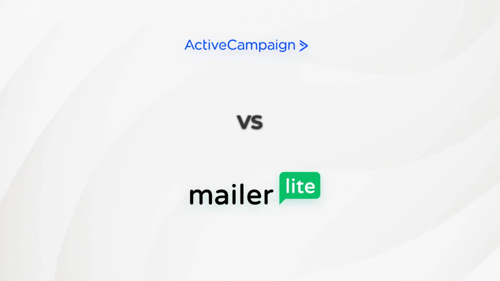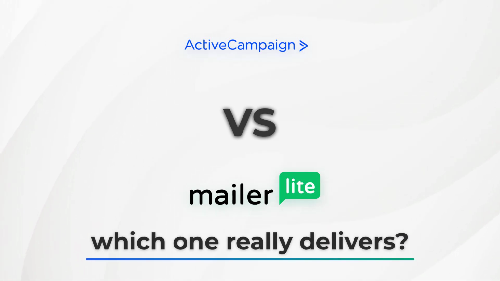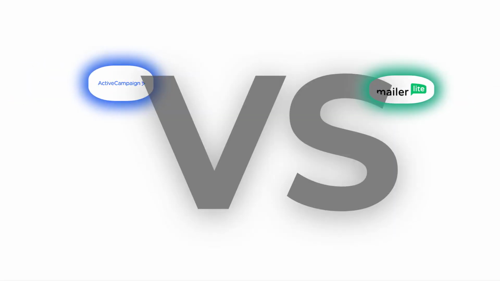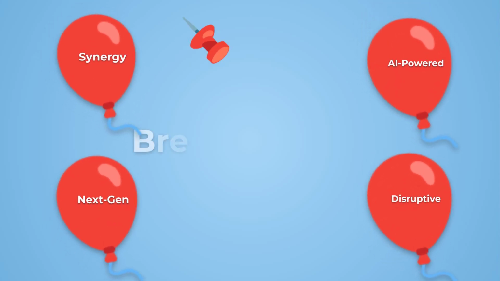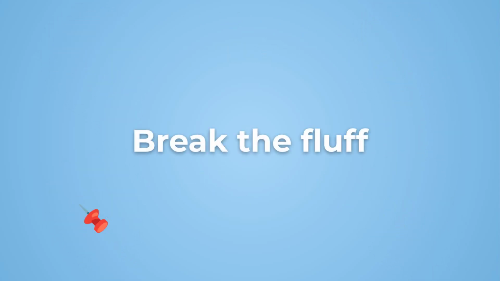ActiveCampaign versus MailerLite, two of the biggest names in email marketing, but only one can come out on top. Which one really delivers? On the left, ActiveCampaign, advanced automation and CRM made for growth-driven teams. And on the right, MailerLite, simple, effective, and affordable email marketing. Let's skip the buzzwords and dive into what actually matters for your business.